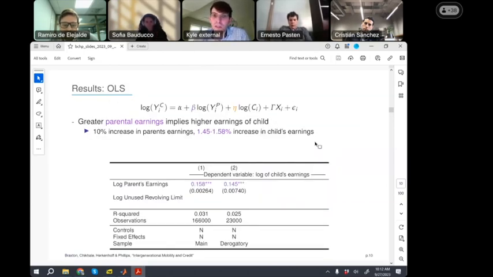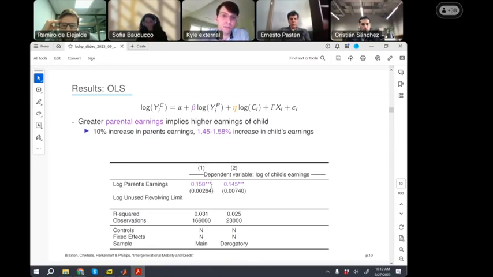Okay, so this is the benchmark regression. This is the OLS. This is the parents' earnings on the right-hand side and the credit, and this is the children's earnings on the left-hand side. And this is like your standard intergenerational mobility elasticity, the IGE. So this is kids' earnings on the left, parents' earnings on the right. And you have an elasticity of about 0.16.